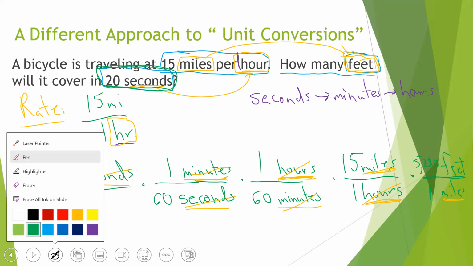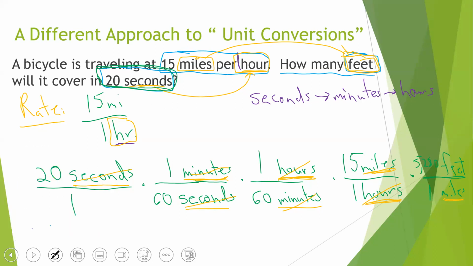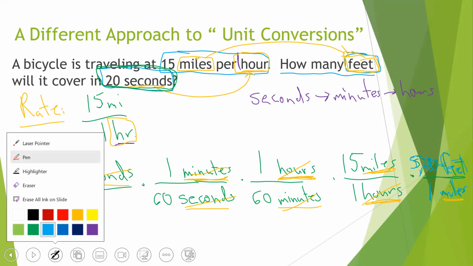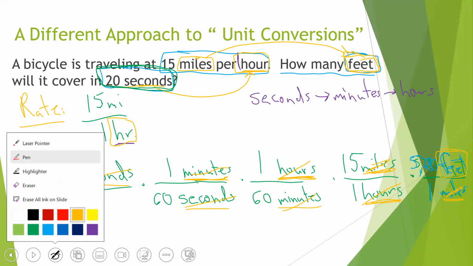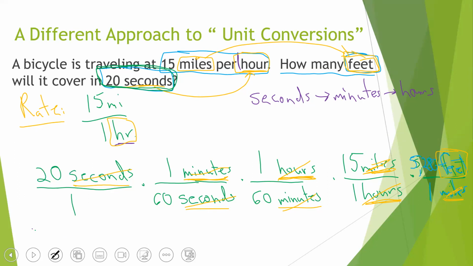And again, I apologize, that green may not show up very well there. In fact, let me highlight this. This is 1 mile. We have 5,280 feet here in the numerator. And then the miles in the denominator here will cancel with the miles in the numerator, and we're left in units of feet, which is what we wanted. Okay. And so now, even though we have this big long string of fractions here, we end up with the final units that we want, which are feet.